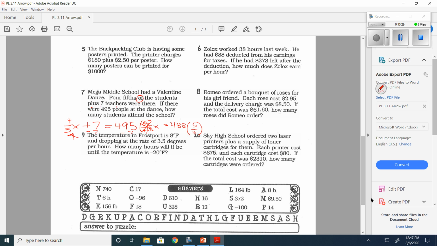Now, 488 can be put over 1. I can cross cancel the 4 and the 488. Both of those are divisible by 4. So when I divide this one by 4, that would be 122. This would become a 1 now. So I just have 122 times 5, which is 610 students. I'm going to label it, because I know it's asking for the number of students. So my final answer was 610 students, and I circled it.